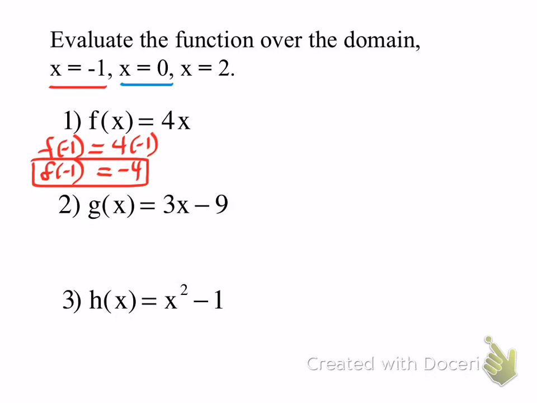So now I have to use the second domain, and I'm doing the f of, what am I writing here, Zach Smith? For the second domain, 0. The f of 0 equals, I got to use this equation, 4 times what?